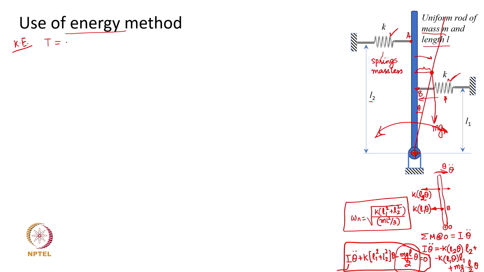The kinetic energy expression is based on the kinetic energy stored in the motion of the uniform rod. So, that obviously is going to be half mass moment of inertia times velocity, in this case theta dot, whole square. That basically is your kinetic energy expression for the rod. And the springs are meant to only store the strain energy. So, the expression for the potential energy, in this case it is going to be strain energy stored.